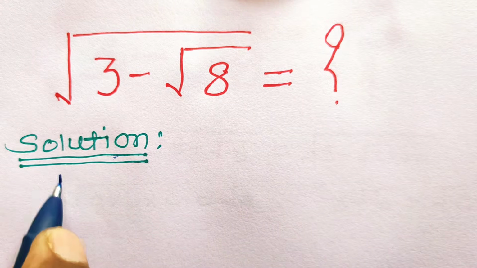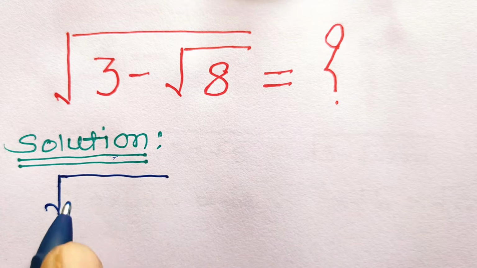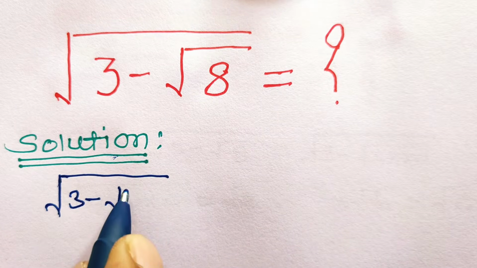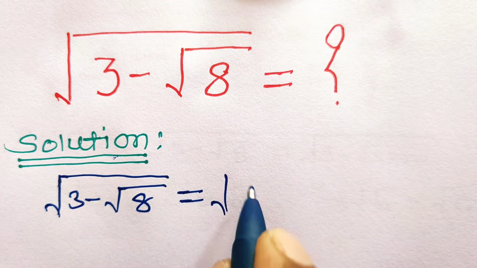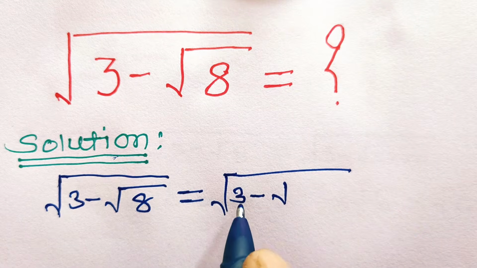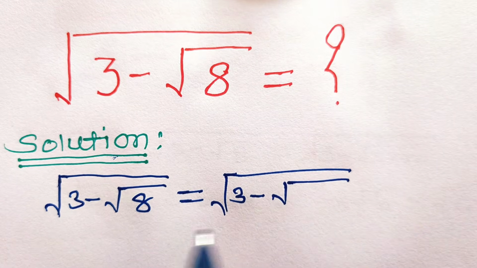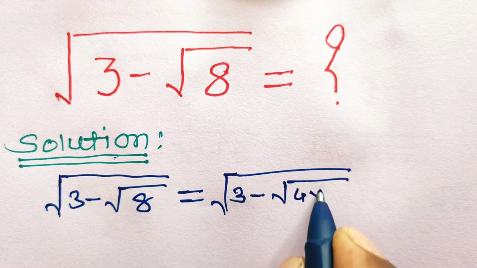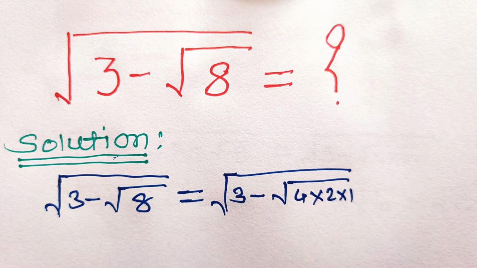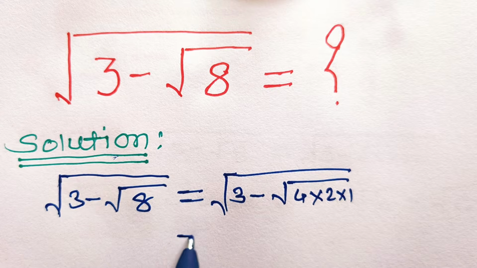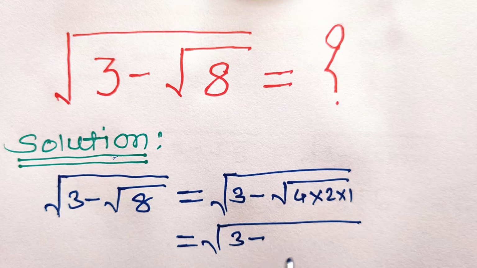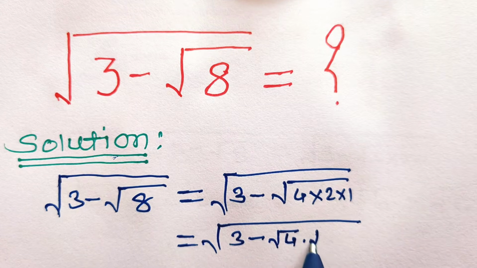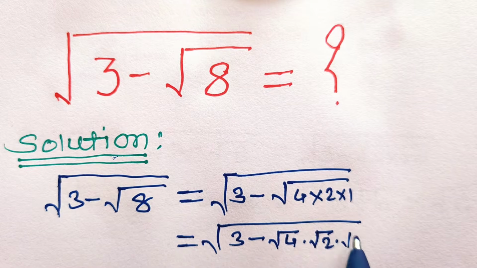given sum we can write as it is, square root of 3 minus square root of 8. This is equal to, we can write square root of 3 minus square root of 8 can be written as 4 into 2 into 1. Again this is equal to square root of 3 minus, this can be written as square root of 4 into square root of 2 into square root of 1.